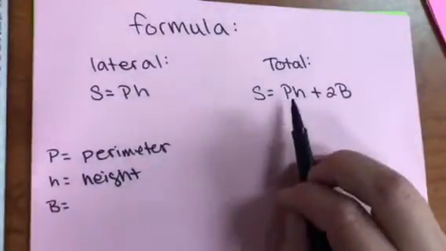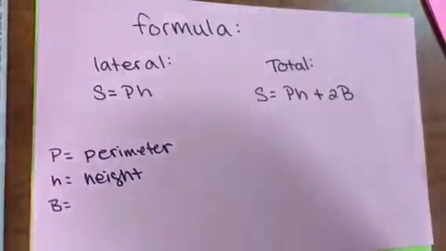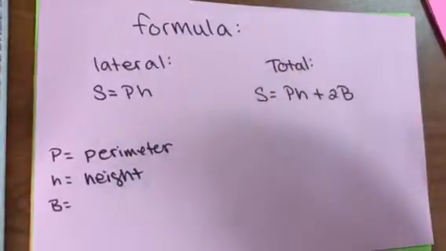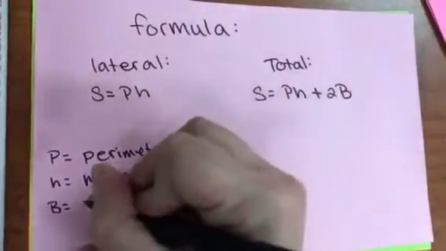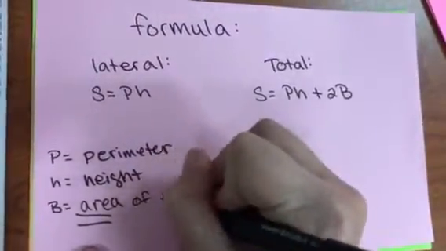So this is your lateral area plus the area of, what does that big B stand for? I said base earlier, but it's not base. No, B, because lowercase b would be your base. But the uppercase would be the area of the base. Area, I'm going to underline that, of the base.